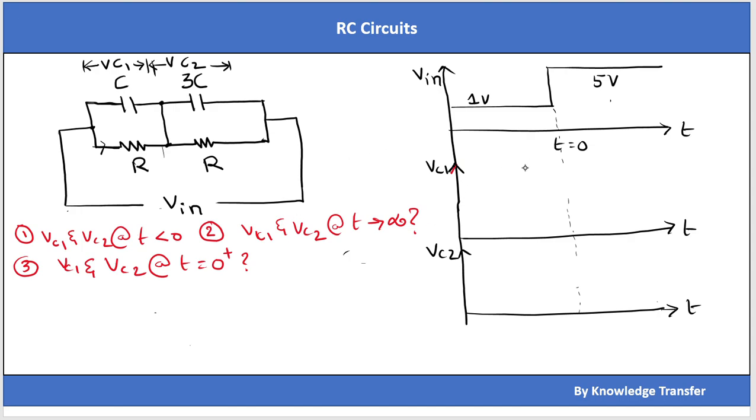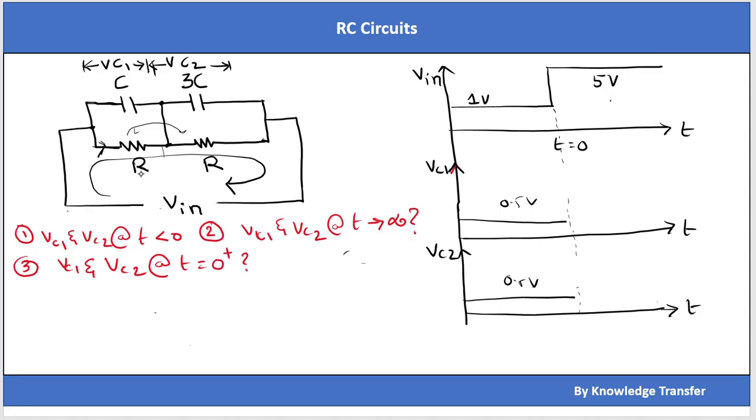Okay, let's see the voltage at t less than 0. Here we can see this is a DC voltage. So this capacitor, I'm assuming this is C1 and this is C2, these two capacitors will be open circuited, but there is a closed path here through the resistors. The current will flow from the source through these resistors in this way. Because these are equal resistors, the voltage division will be equal. Here we have 1 volt, so VC1 will be 0.5 volt, and this will be 0.5 volt.